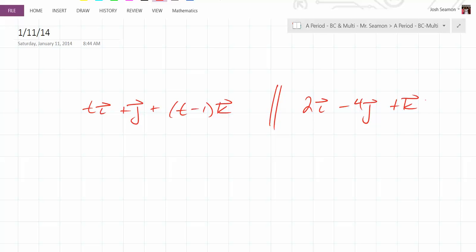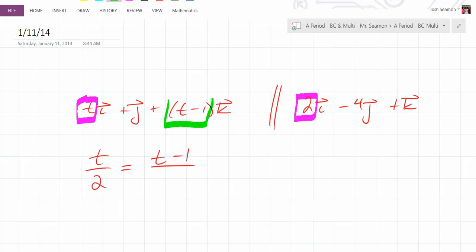So scalar multiple means that the ratio of the corresponding coefficients, the components, needs to be constant. It has to be the same, right? So you know that t over 2 has to equal t minus 1 over what? Well, this coefficient right here matches up with this coefficient right there. So what's the other pair? T minus 1 has to match up with 1.